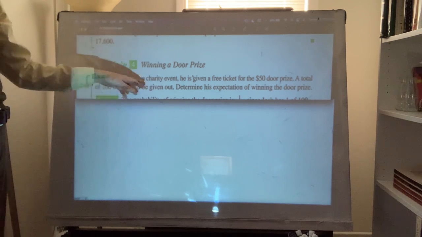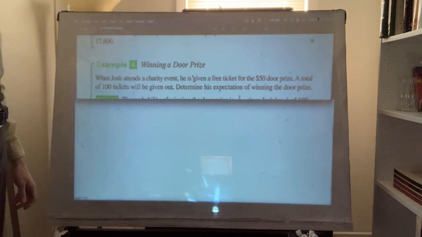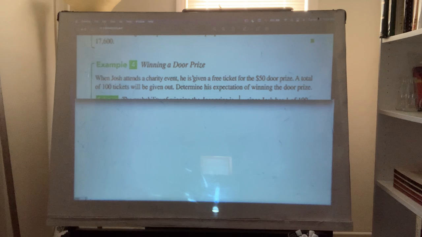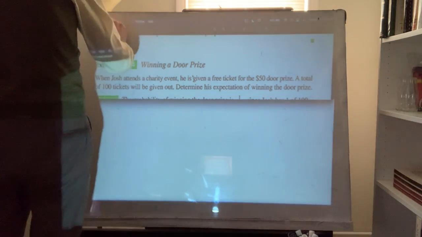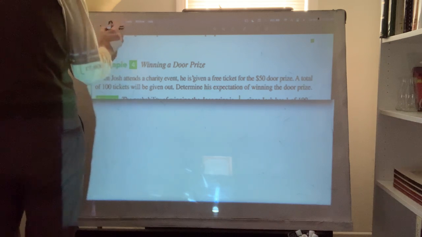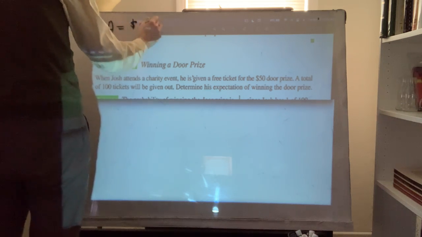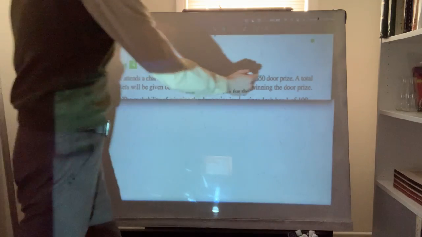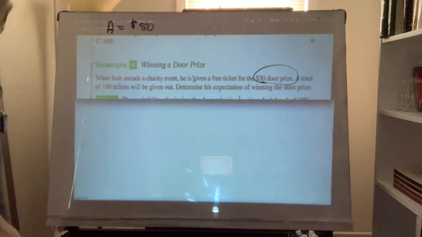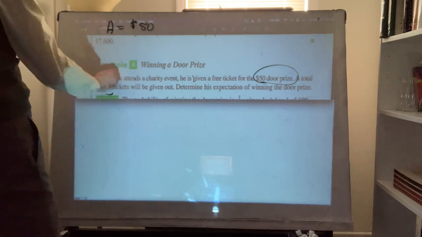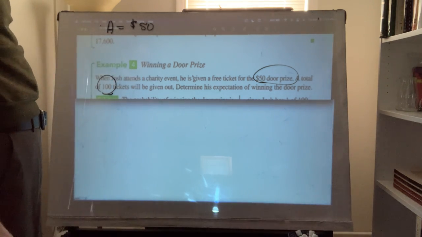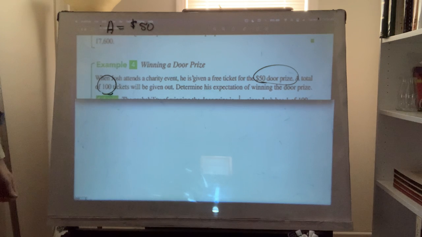When Josh attends a charity event, he is given a free ticket for the $50 door prize. So we have some amount already quoted to us, and this amount is $50. This is the prize. A total of 100 tickets will be given out. That's important. Alright, determine his expectation of winning the door prize.